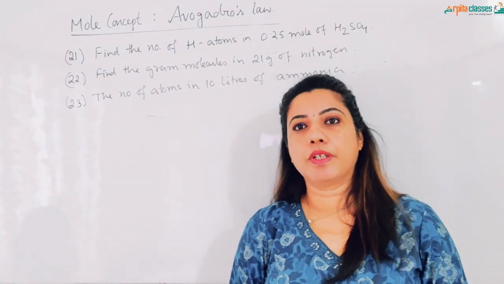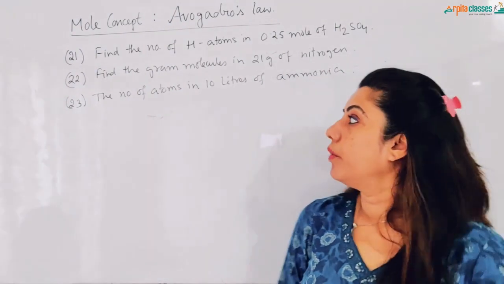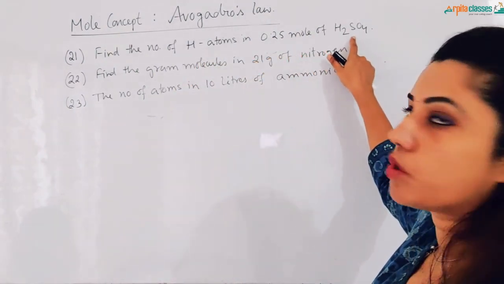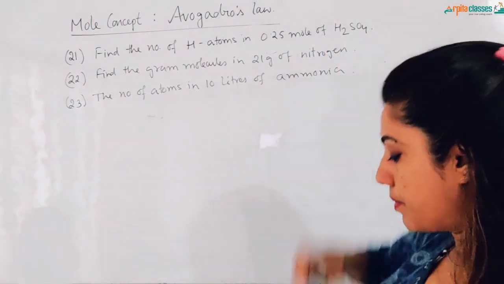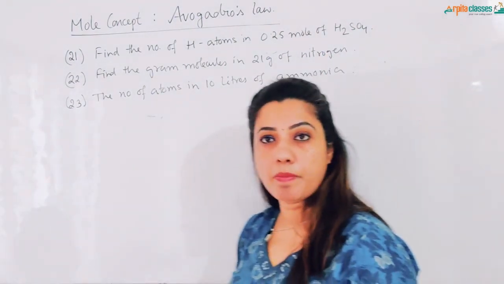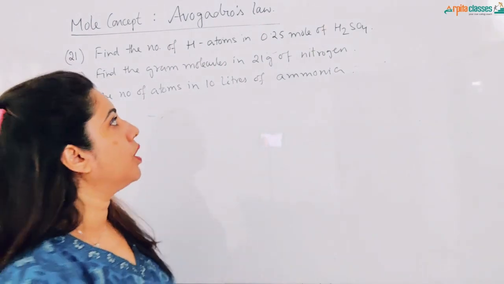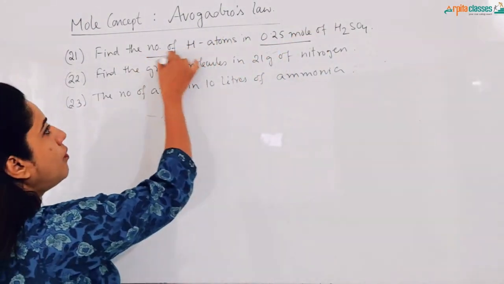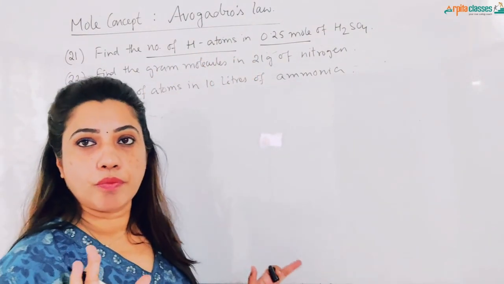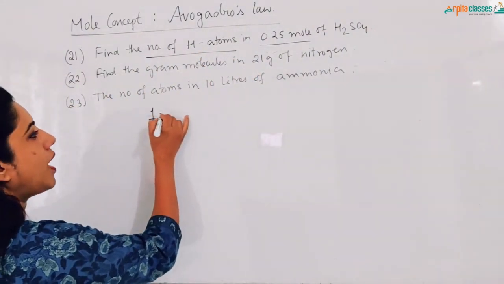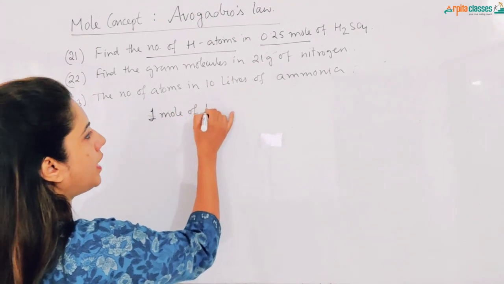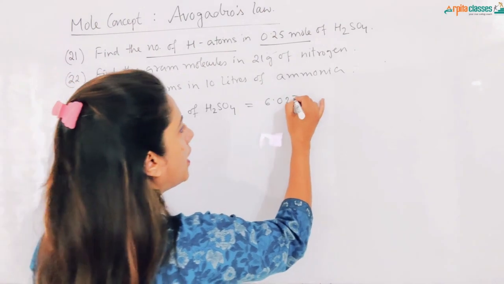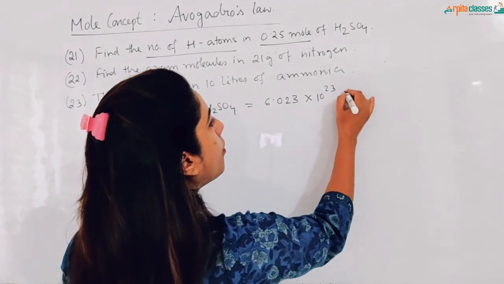Let us proceed towards question number 21. We need to find the number of hydrogen atoms in 0.25 mole of H2SO4. So our substance is H2SO4 and the smallest particle of a compound is molecule. So here this many mole is given and number of atoms is asked. So which two relationships do we have to take out? That is 1 mole of H2SO4 is equal to Avogadro number of molecules.